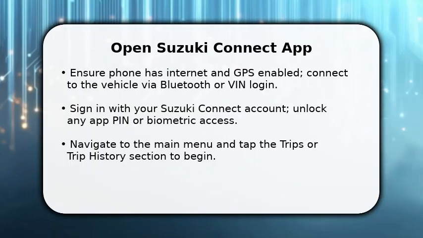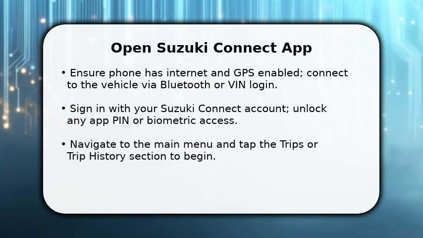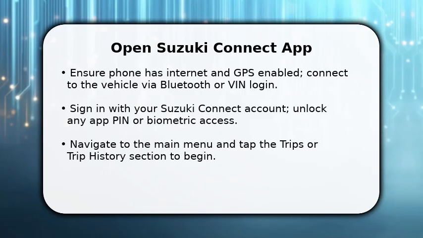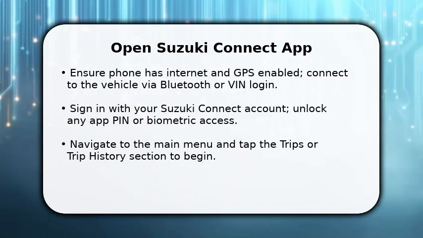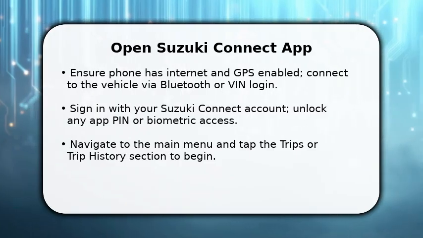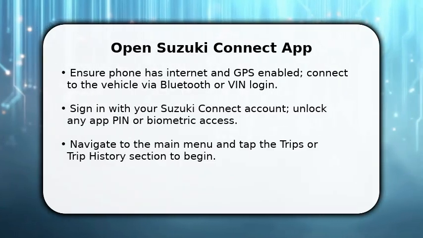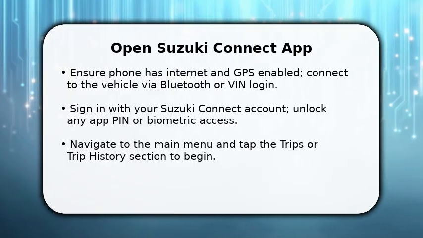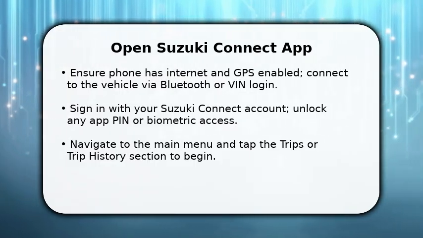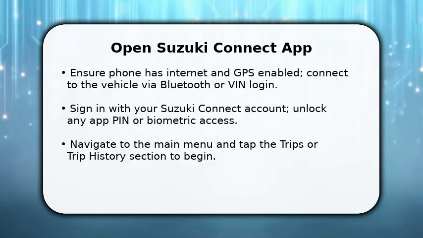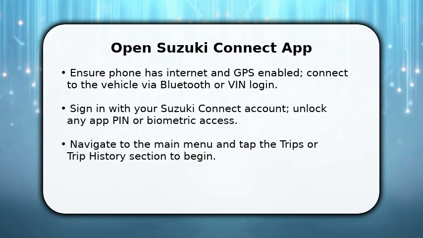You start by opening the Suzuki Connect app and signing in. Make sure your phone has cellular or Wi-Fi and GPS active so location data is visible. Once signed in, connect to the vehicle if required, either via Bluetooth pairing or by confirming the VIN in settings, so trip records populate. Then go straight to the main menu and select the trips or trip history entry. That puts you in the list view where you can see individual journeys and begin removal.